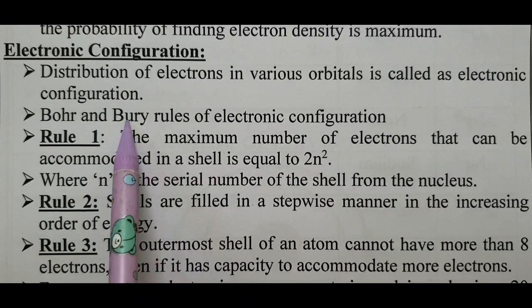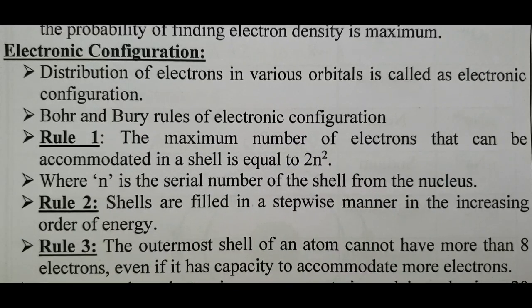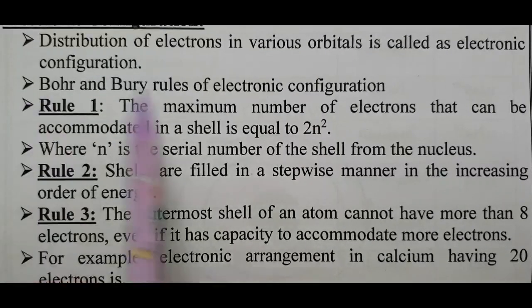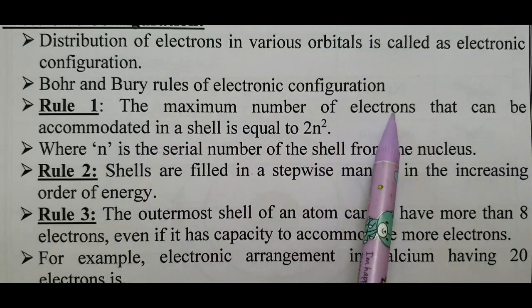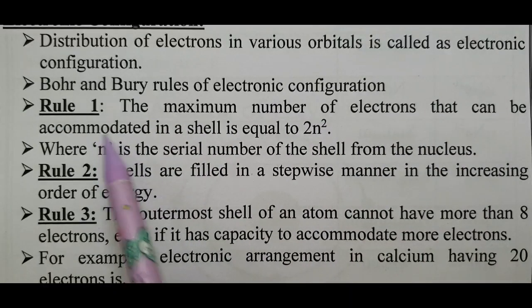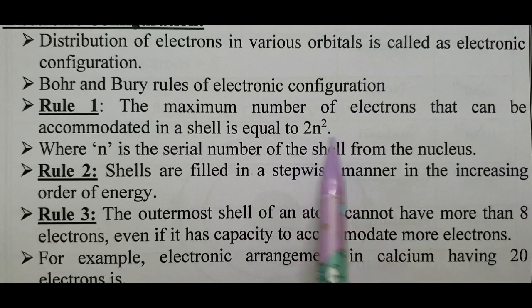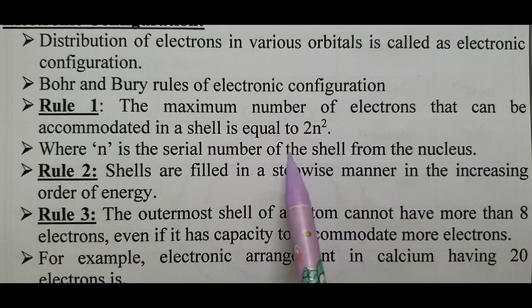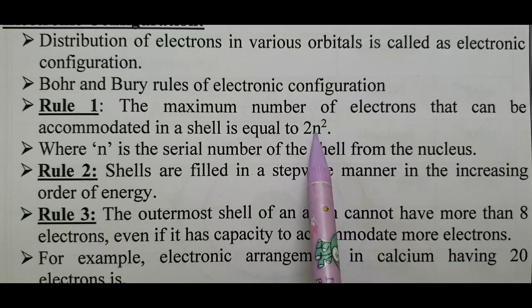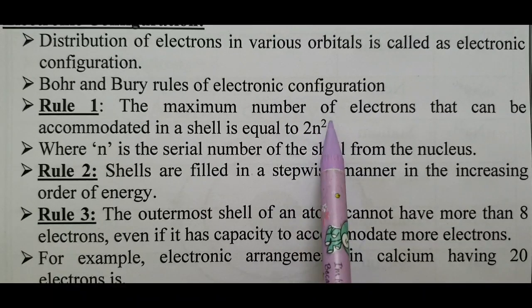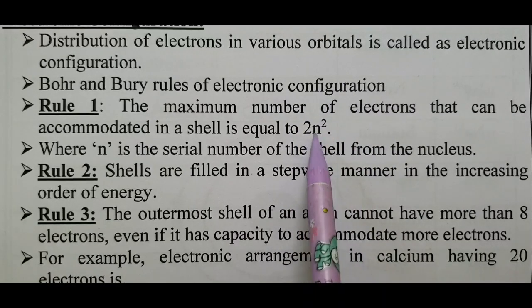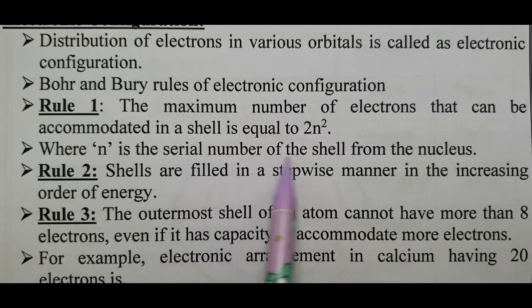Bohr and Bury rules of electronic configuration. Rule number 1: the maximum number of electrons that can be accommodated in a shell is equal to 2n squared, where n equals the principal quantum number. If we put n equal to 1, 2 into 1 squared equals 2 electrons in the first orbit. N equal to 2 means 2 squared equals 4, into 2 is 8 electrons in the second orbit, and so on, where n is the serial number of the shell from the nucleus: first, second, third, and so on.